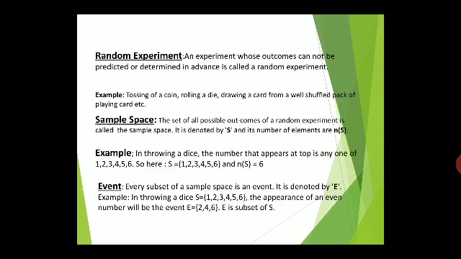After that, we will define event. It is defined as every subset of a sample space is an event. It is denoted by capital letter E. For example, in throwing a die, sample space is the set comprising elements 1, 2, 3, 4, 5 and 6. Now if you define the event such that event E is the appearance of an even number, then the event E comprises elements 2, 4, 6. Obviously E is a subset of S.